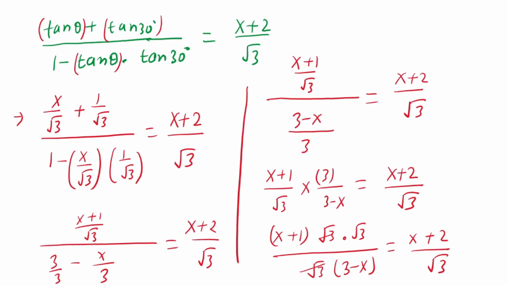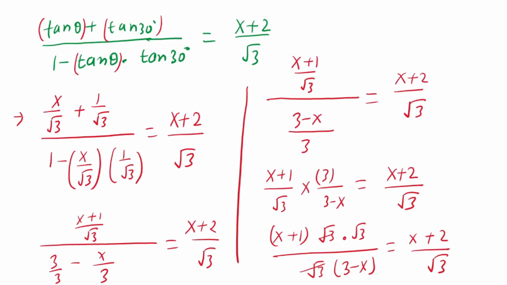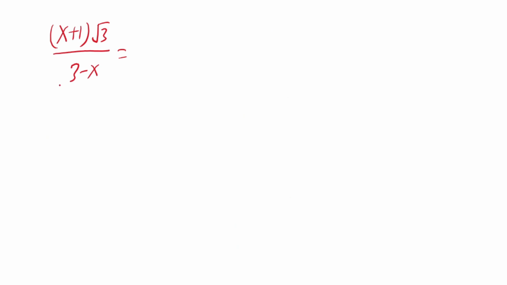In the left hand side, x + 1 is multiplied by √3 and divided by 3 − x in the denominator part, and this equals (x + 2)/√3.